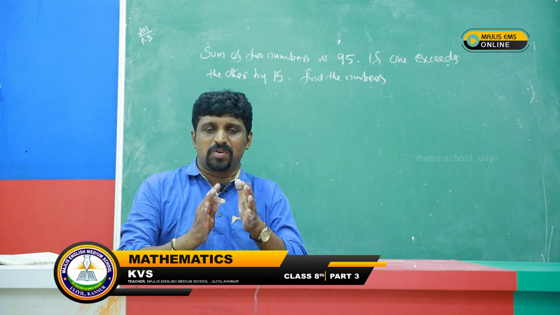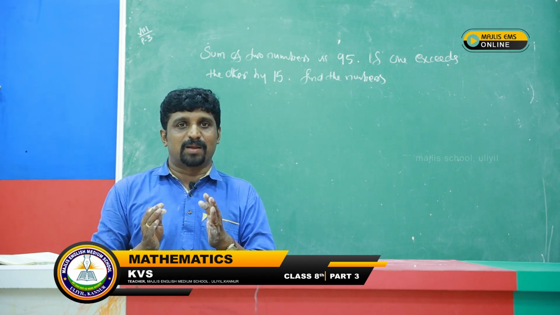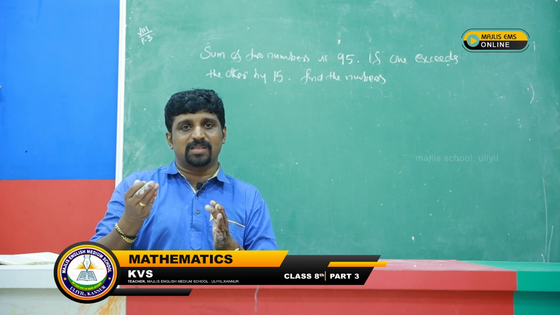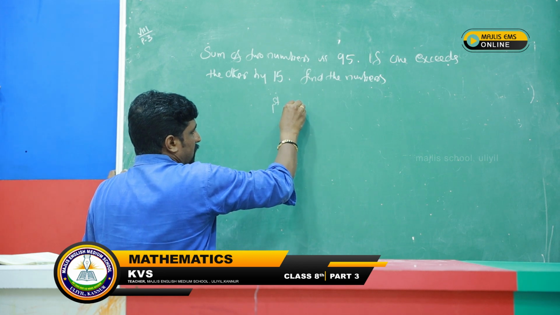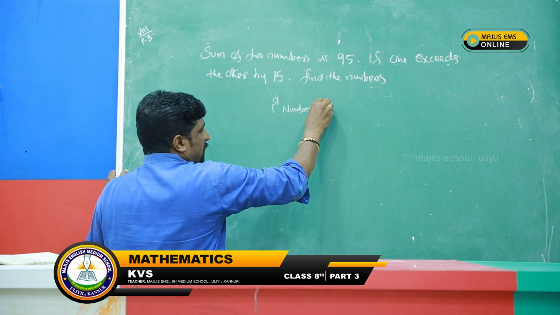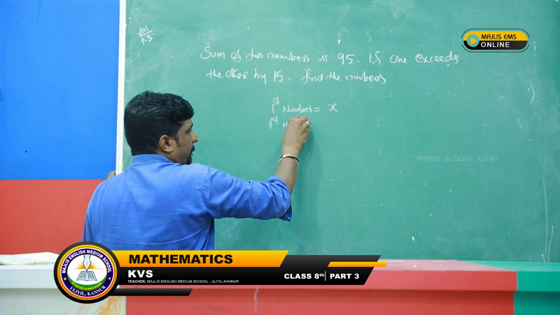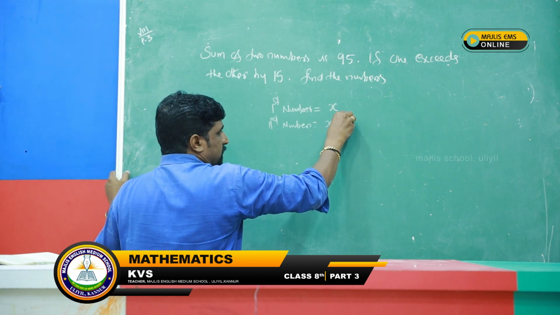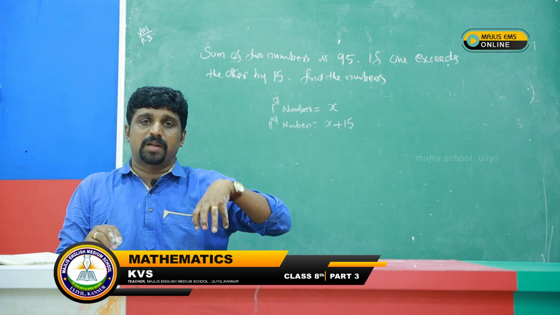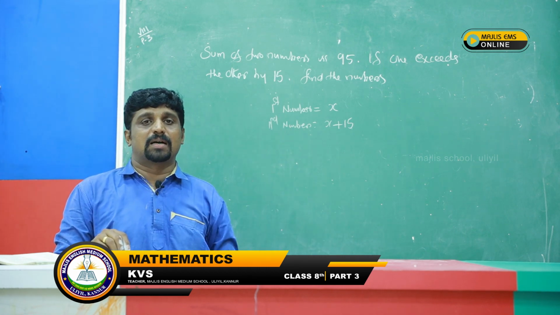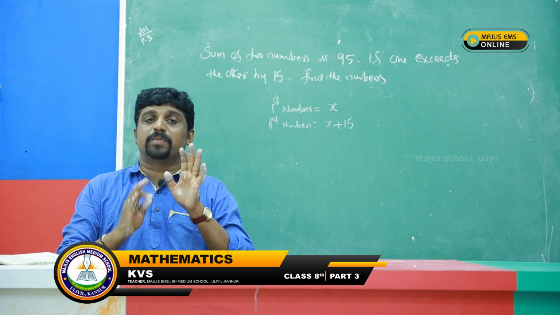Therefore, we can take the first number as x. Then what about the second number? The second number is 15 more, that means x plus 15. We can start like this: first number as x, and since there are two numbers, the second number becomes x plus 15. The condition is that one exceeds the other by 15, so one of the numbers is 15 more than the first one. Therefore, first number x, second number x plus 15. We can form the numbers now.